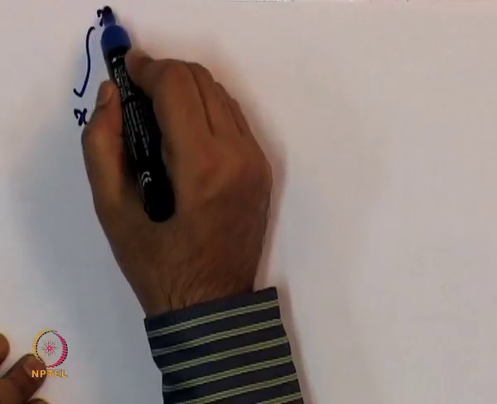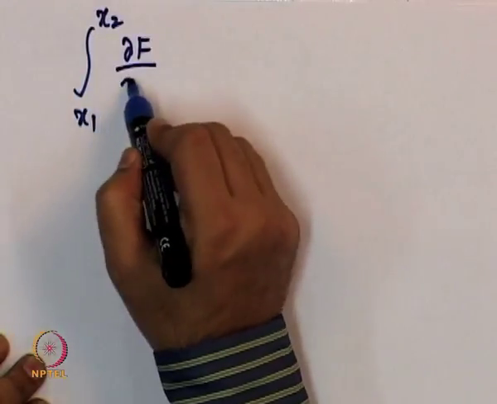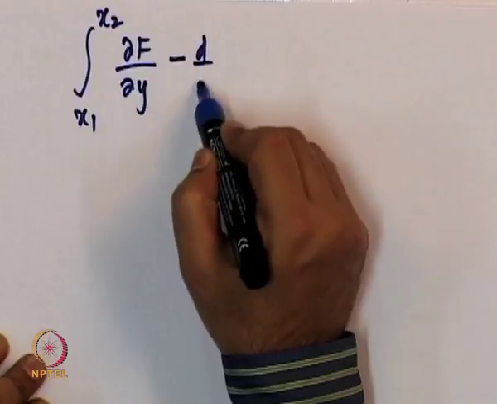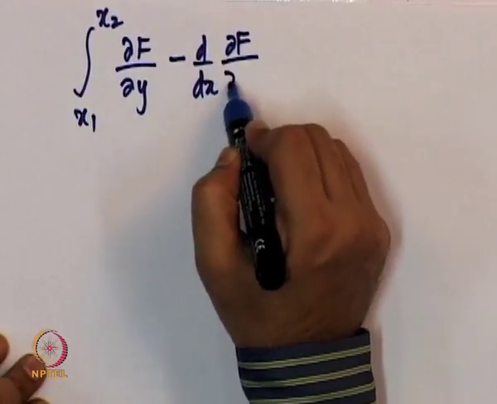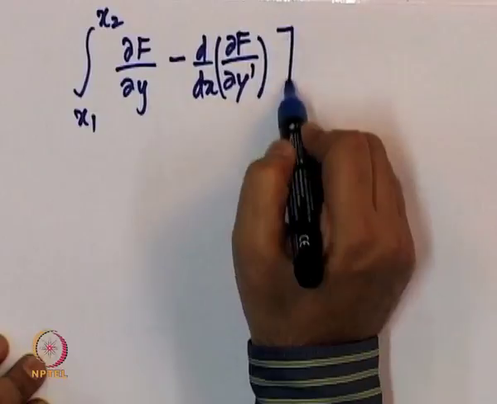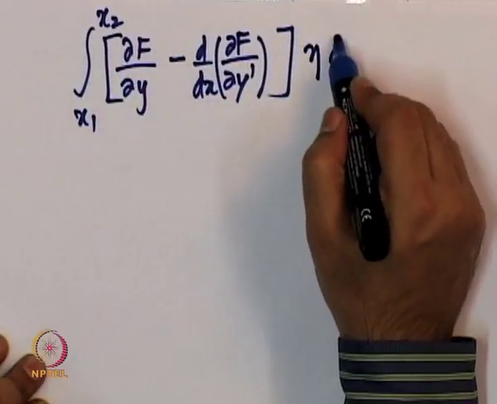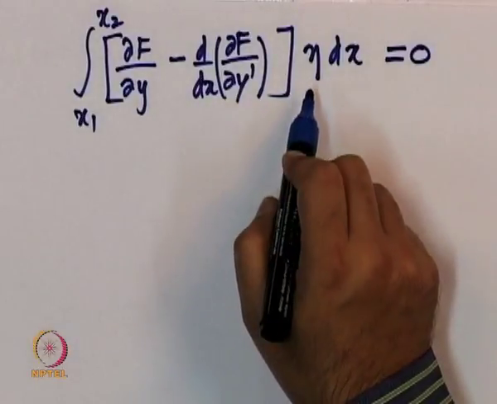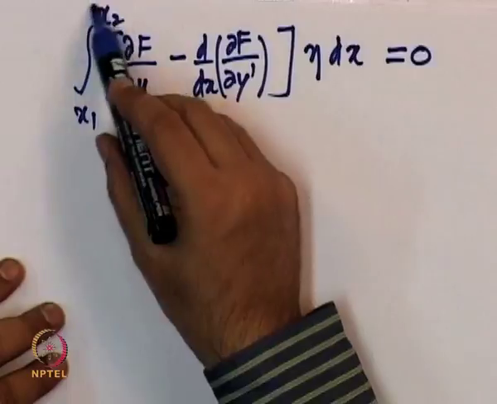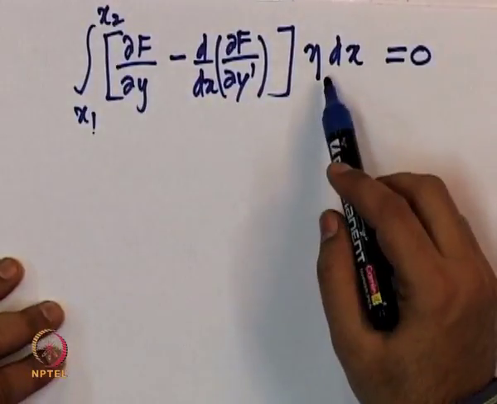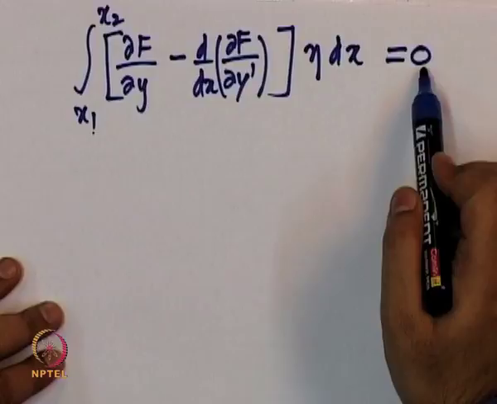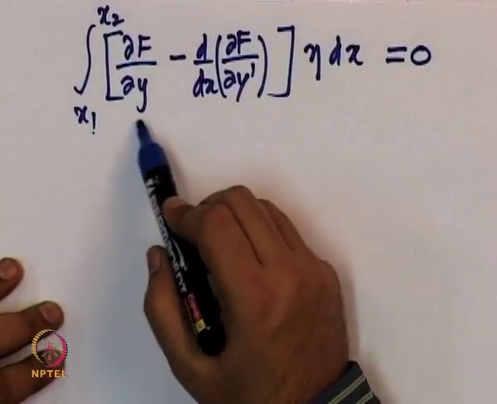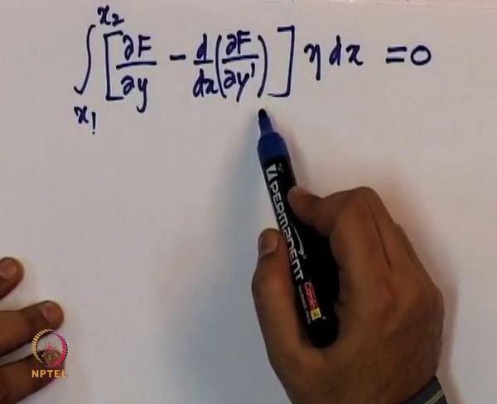So, let us write that in a slightly simplified fashion. We get the integral from x1 to x2 of [∂f/∂y minus d/dx of ∂f/∂y'], everything multiplying eta dx, is equal to 0. Now, eta is an arbitrary function. If you have an integral from x1 to x2 multiplying some arbitrary function equal to 0, then it necessarily means that this integrand should be 0.